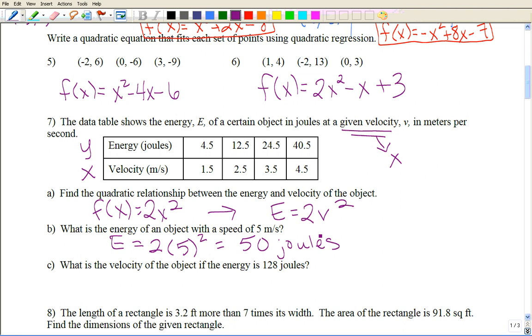And what is the velocity of the object if the energy is 128 joules? So if the energy is 128, we need to solve for v, and we can use the square root property on both sides. I'm sorry, that's 2v squared. Our equation was 2x squared. So if we divide both sides by 2, we'll get v squared equals 64. Therefore, the velocity is 8 meters per second.